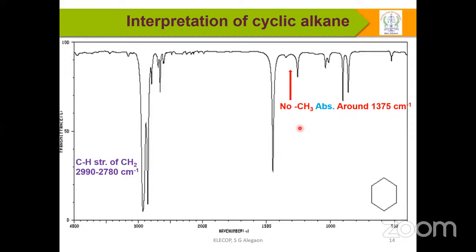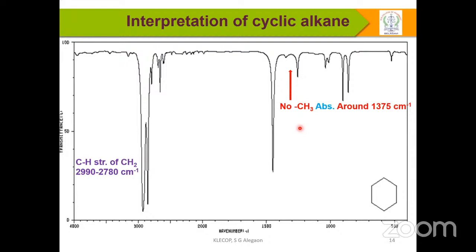In a cyclic alkane, the very important thing is the missing CH stretch of CH3. The missing CH stretch of CH3, I am going to observe as the CH stretch of CH2 somewhere around 2992 to 2780 reciprocal centimeter. Most of the time you may ask, sir is telling that the CH stretch of CH3 and CH stretch of CH2 are in the same region. Actually they are a little bit different, but most of the time they overlap.